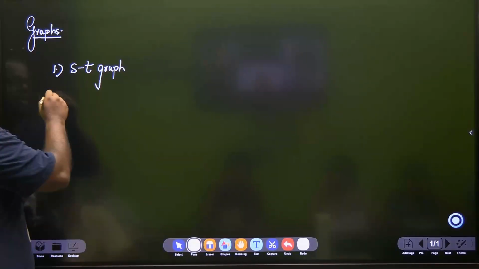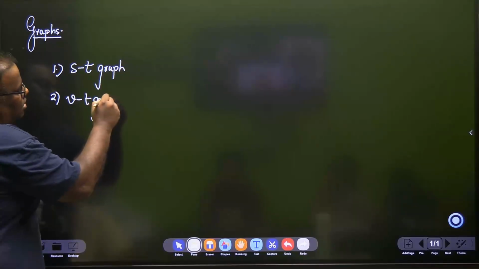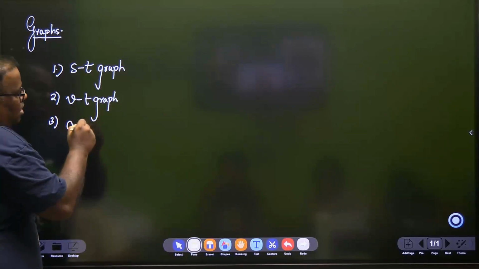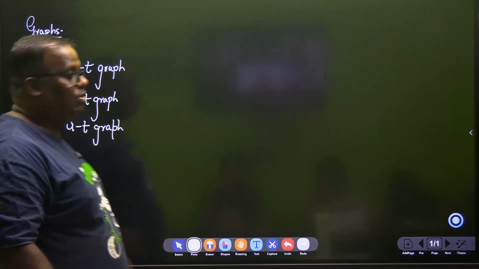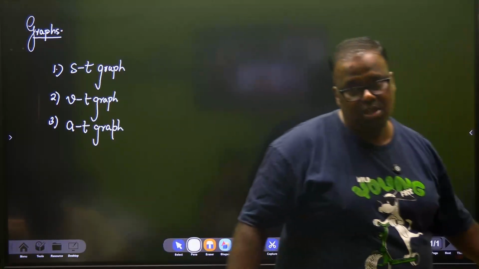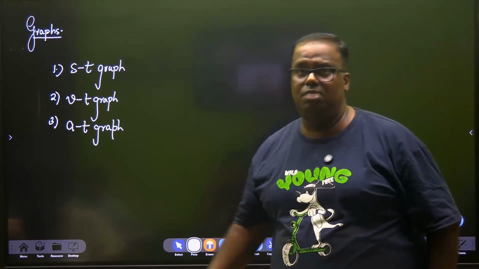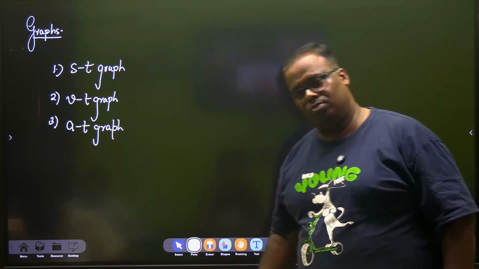Our next will be the VT graph, and our third will be the AT graph. That means we will have 3 graphs. One graph will be displacement versus time, one graph will be velocity versus time or maybe speed versus time, and one graph will be acceleration versus time. Did you understand this much?